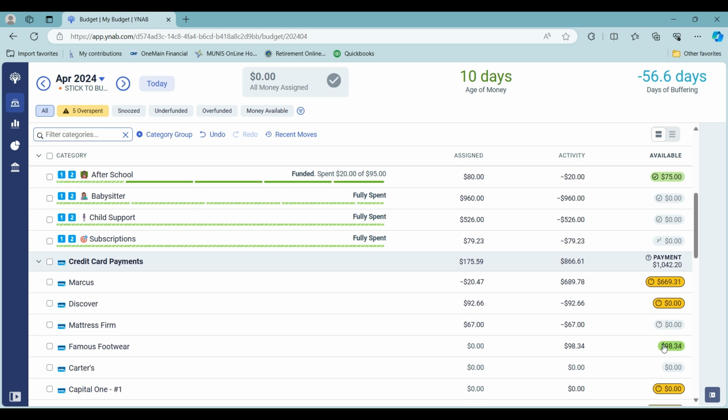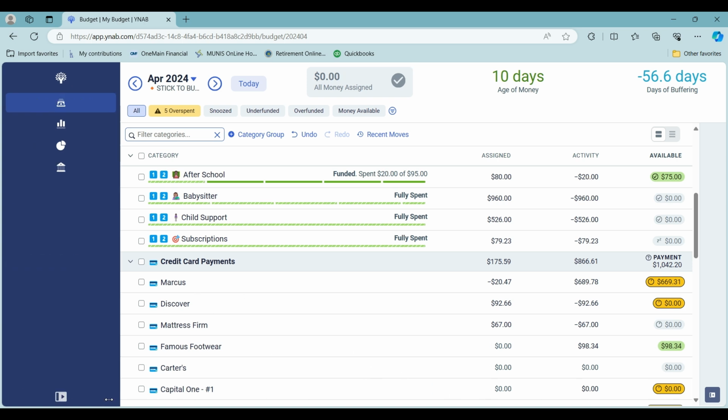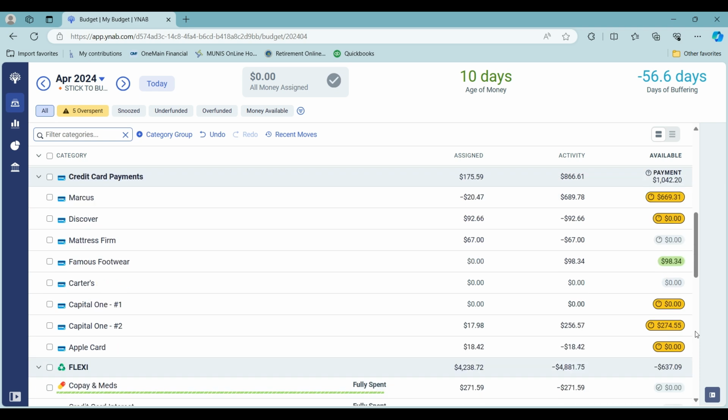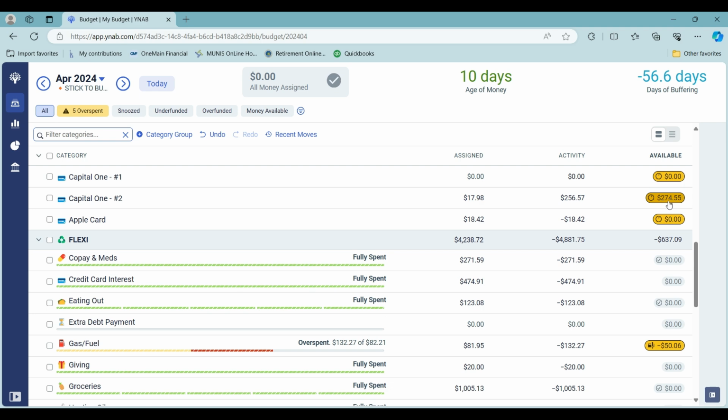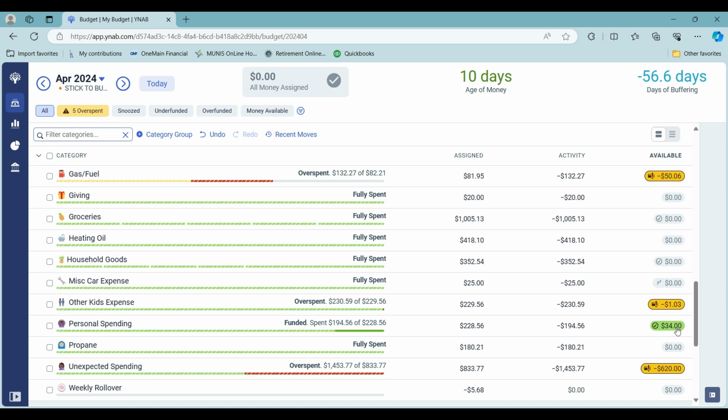There is the 93.98. Why is it 98? It shouldn't be. Let's look into what the balance on this card is. Oh, 99.38. Okay, so it is right. Okay, so there's 98 and 34 cents to pay to my Famous Footwear, 274.55 to pay my Capital One number 2 card, and I still have the overspent for gas. So there's $34 here in overspend category because not overspend. I'm so used to seeing the overspend, right?